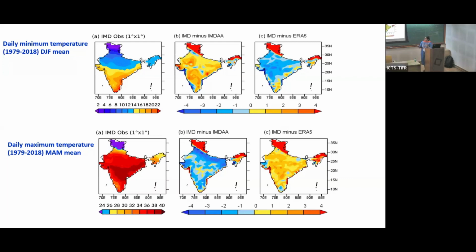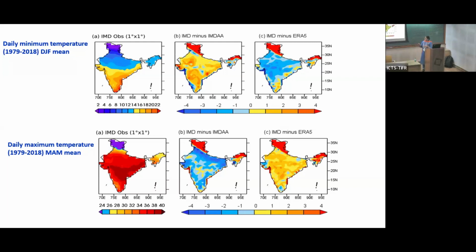And if you see the daily maximum temperature, the maximum temperature we mainly consider during the summer, March, April, May. Here also you can see that IMD minus IMDA is negative. So IMDA is predicting a less warm summer, and ERA5 is predicting a higher temperature during summer. So this is the difference we observed in the temperature data sets, minimum and maximum.